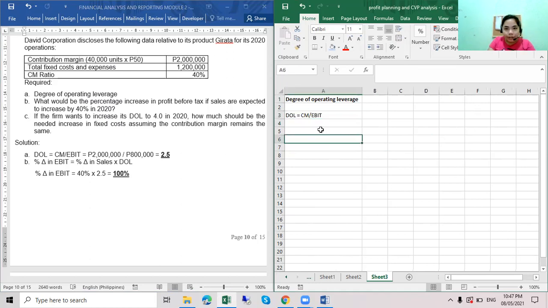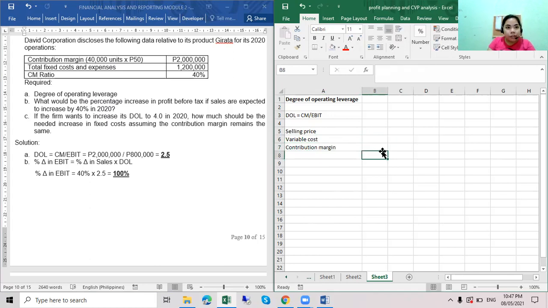So CM is 2 million, fixed cost is 1.2 million, and the CM ratio is 40%. So your CM is 2 million. We use selling price, variable cost, and contribution margin. Miss, there is data that was not given, but we can derive it even though only three were given.